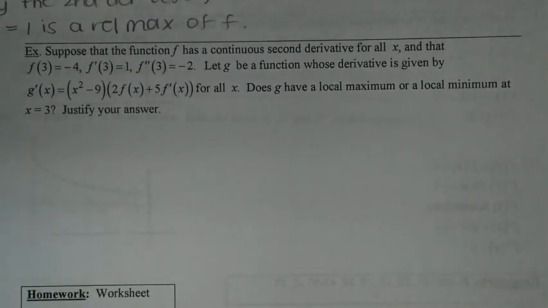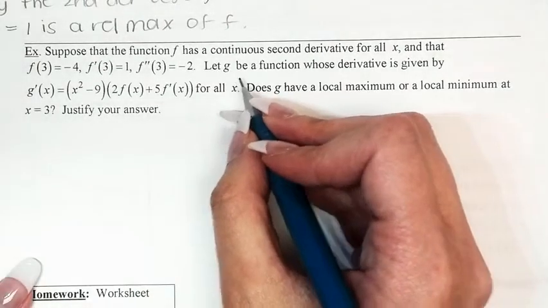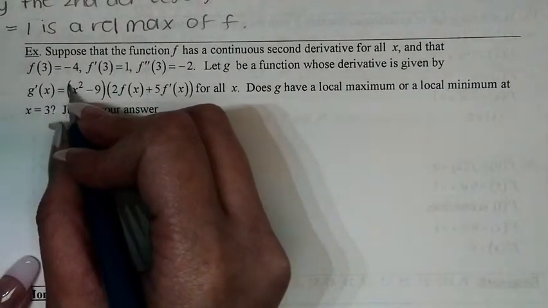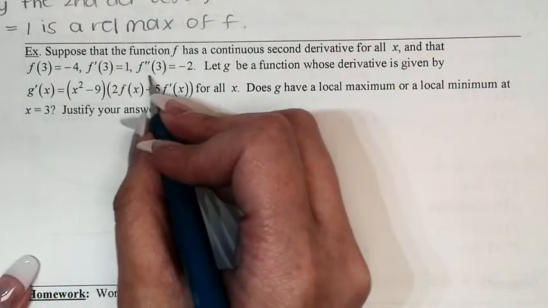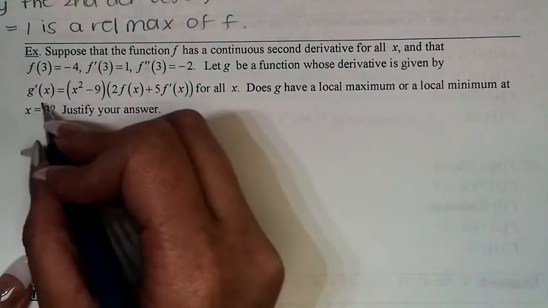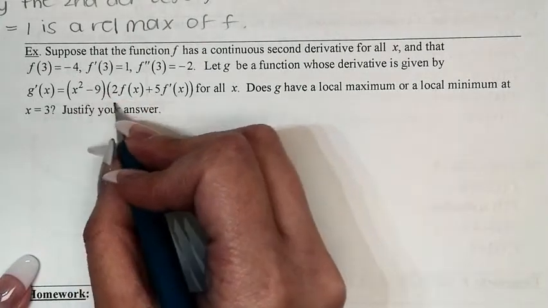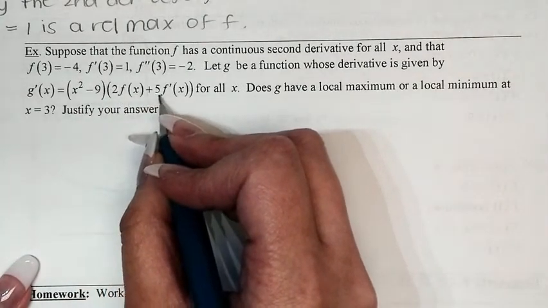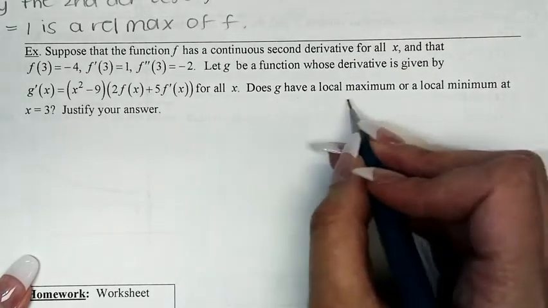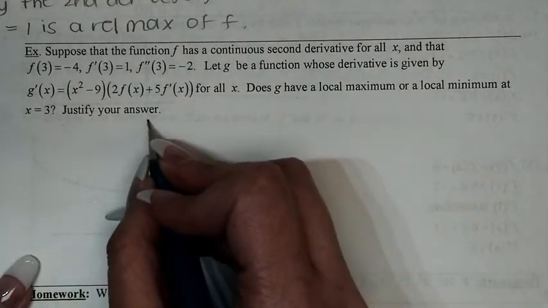So the next example: we suppose that the function f has a continuous second derivative for all the x's, and that f of 3 is equal to -4, f prime of 3 is 1, f double prime of 3 is -2. Let g be a function whose derivative is given by g prime equals (x squared minus 9) times (2f of x plus 5f prime of x) for all the x's. They ask you, does g have a local max or local min at x equals 3? And we need to justify our answer.